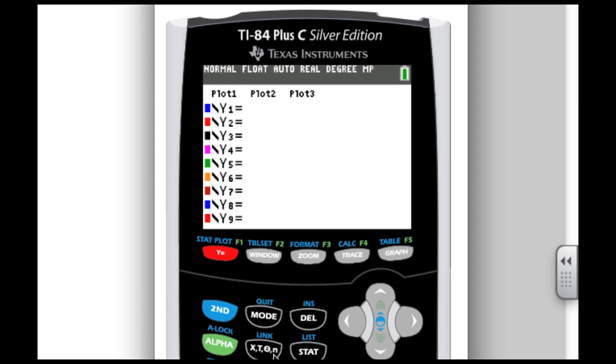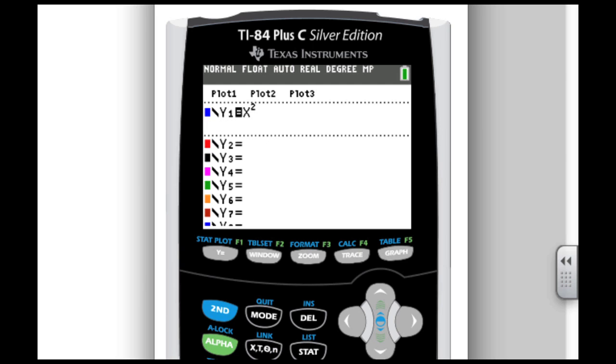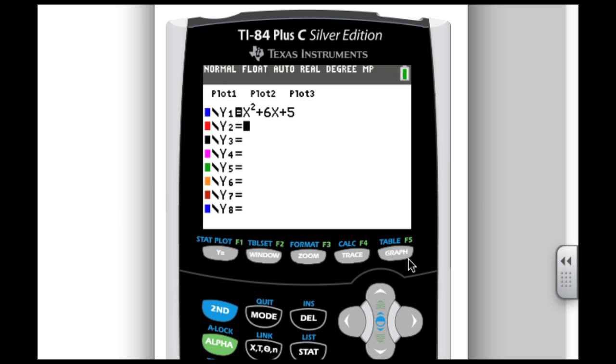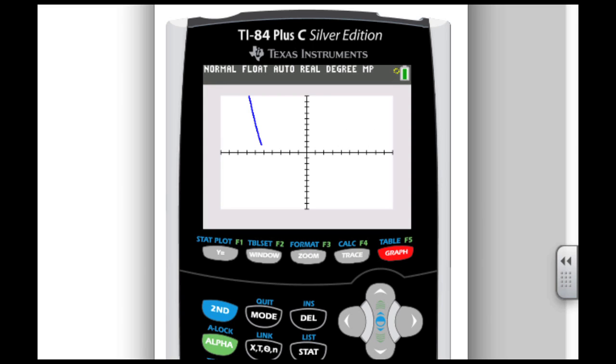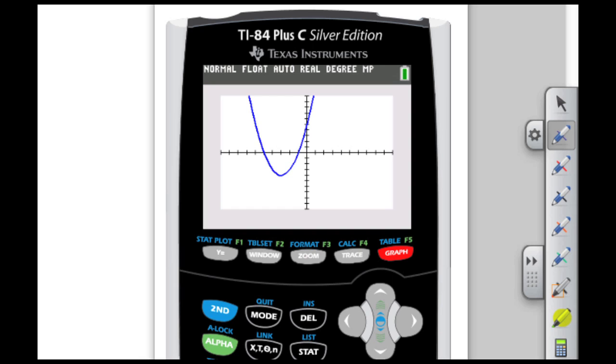So we begin by taking x squared plus 6x plus 5, and we want to see what that graph looks like. In doing so, we see that this graph crosses the x-axis in two places. One place is -1, and then here at -5. So we see from just this picture that our solutions are x equals -1 and x equals -5.